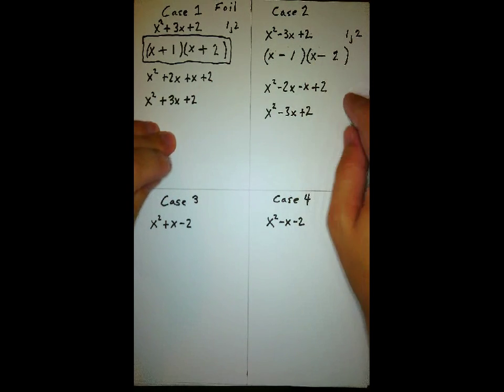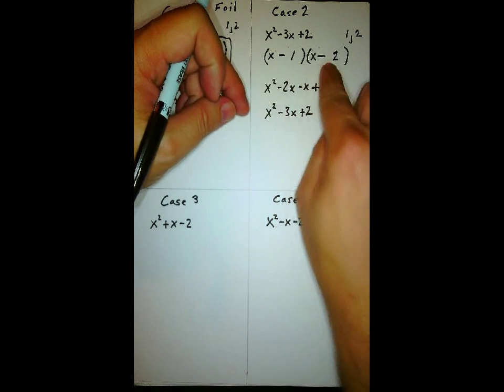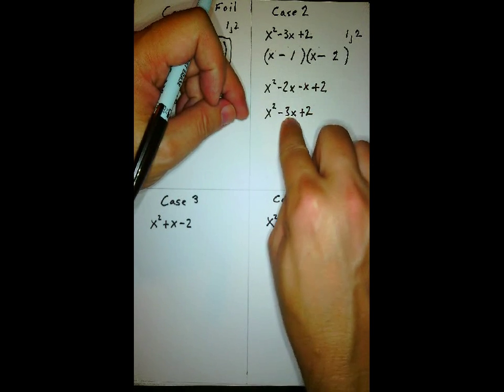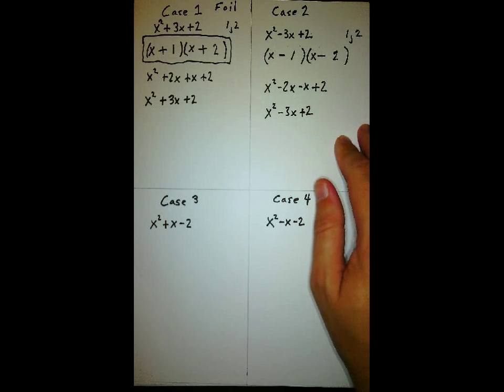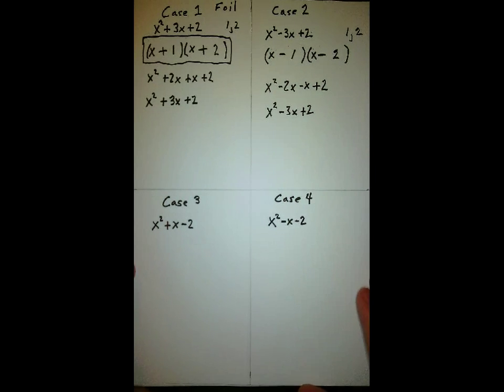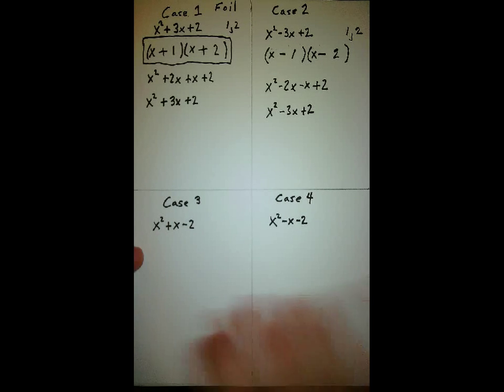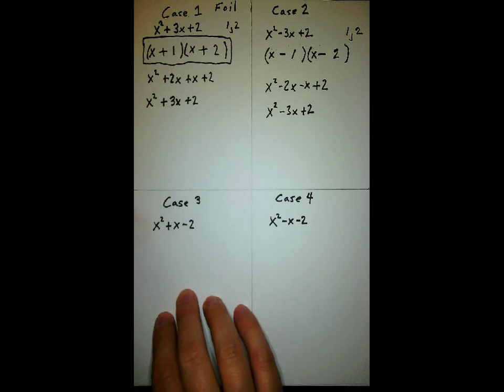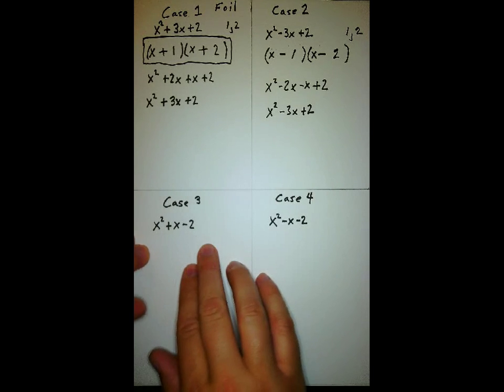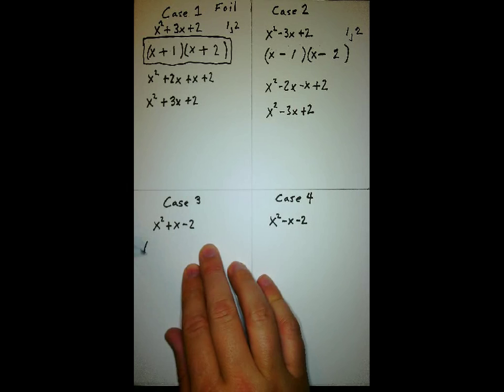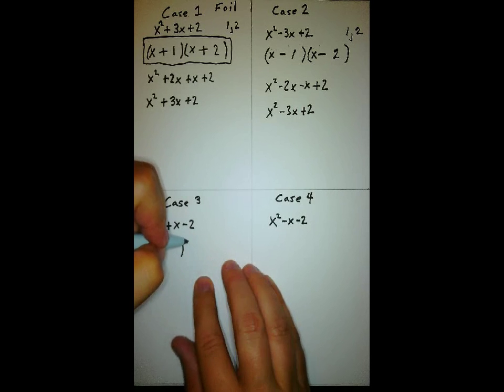So again, we see how that works. We see how these numbers come together to give us that middle term that we had up there. Alright, so now I'm going to show you case 3 and case 4. I'm not going to spend the time to FOIL on that one and check the answer. But, so here goes. We're going to put our parentheses again.